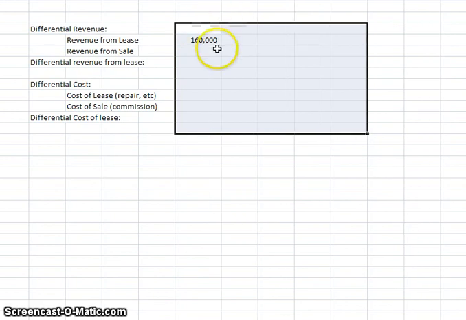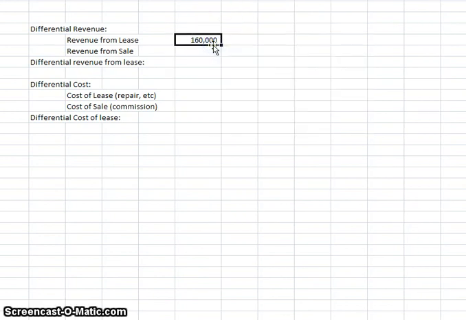All right, you're going to make $160,000 on the sale if I leased the item. Oops. And I was going to make $100,000 on the sale. So the differential revenue is the difference between the two. I'm going to make more money from the lease. However, let's look at the costs associated here.